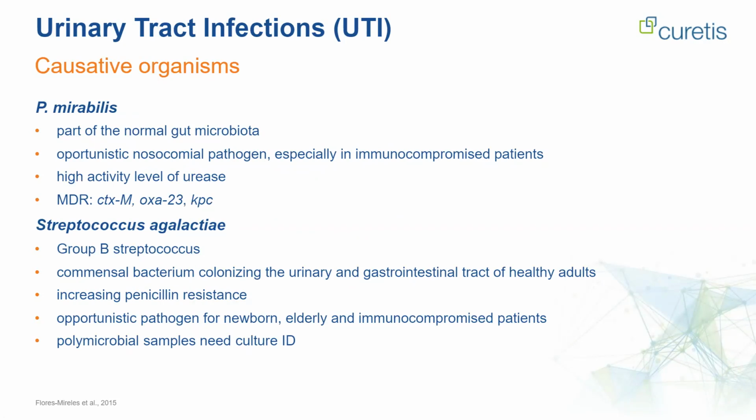Proteus mirabilis is part of the normal gut microbiota. It is an opportunistic pathogen that can cause infection in patients with weak immunity. Proteus mirabilis has highly active urease, which is important for colonization of the bladder and kidney, and promotes the formation of stones. It also has notable multiple drug resistance through beta-lactamase production.